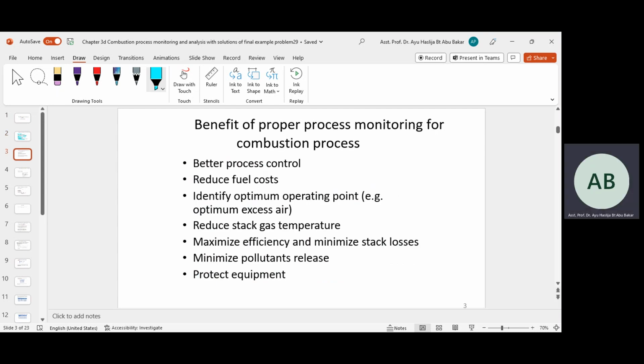So this is the benefit of process monitoring, where you can have better process control, reduce fuel costs, identify the optimum operating point, reduce stack gas temperature, maximize efficiency and minimize the stack losses, minimize the pollutant release, and also protect the equipment. All of these involve cost as well.